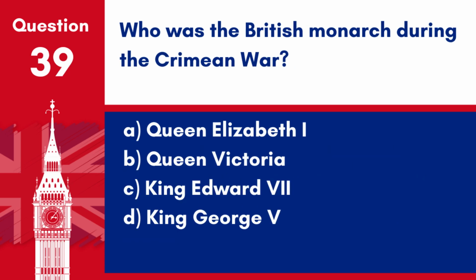Question 39. Who was the British monarch during the Crimean War? A. Queen Elizabeth I. B. Queen Victoria. C. King Edward VII. D. King George V.